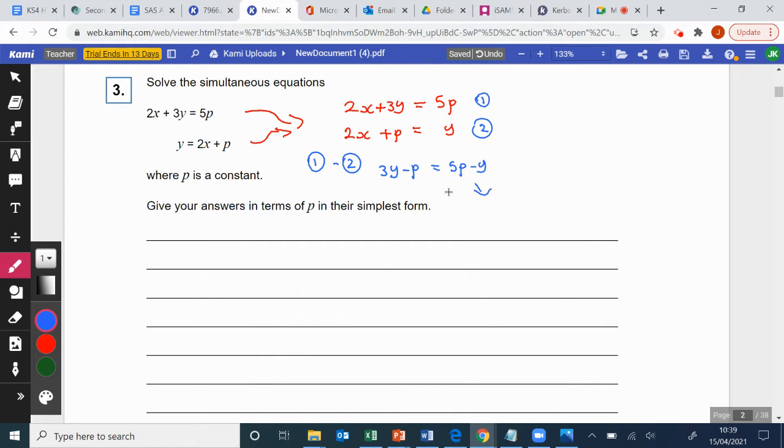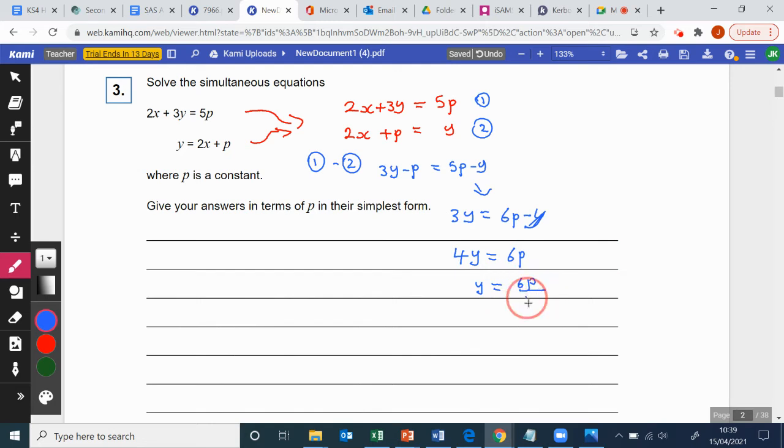So what I'm going to do is rearrange this to make y the subject. So if I add p to both sides, I get 3y is equal to 6p minus y. That's a funky y, but it's a y. And I'm going to add y to both sides, giving me 4y is equal to 6p. So therefore, y is equal to 6p over 4. That simplifies to dividing 6 and 4 by 2 gives me 3p over 2.